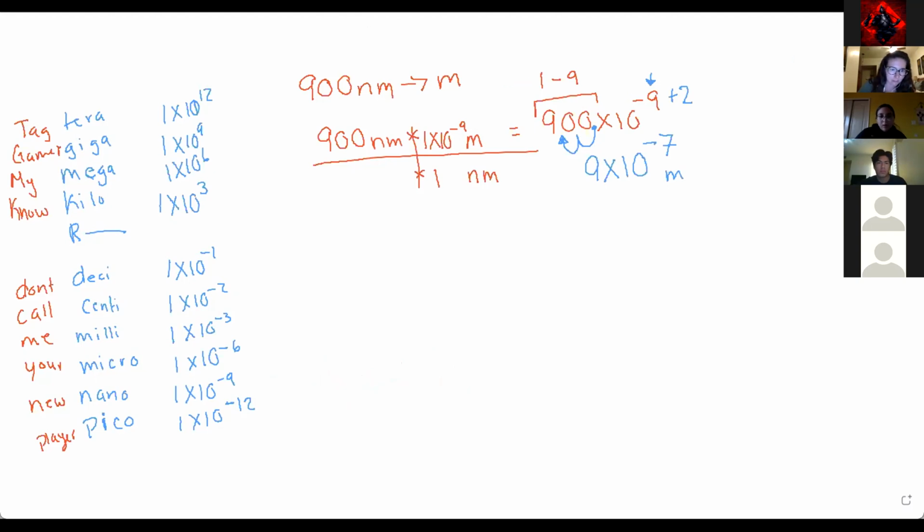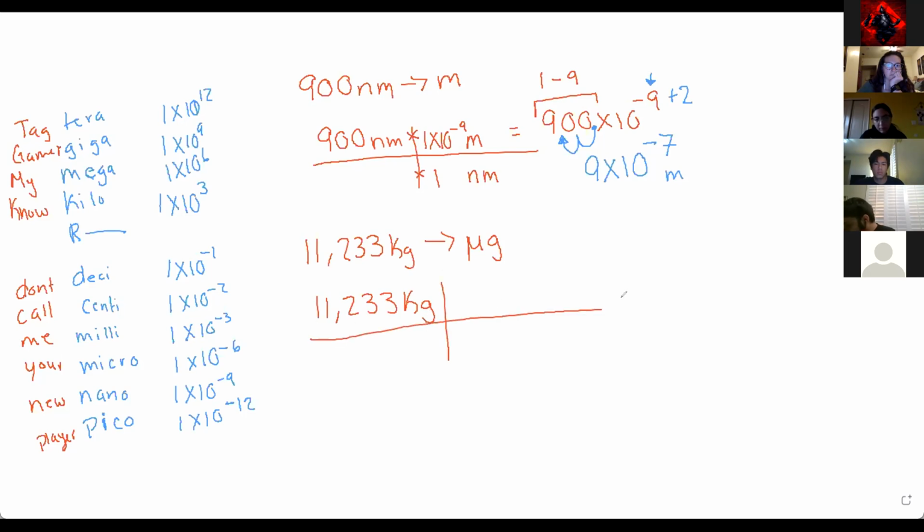We're going to do some more practice problems. So let's say we continue with, let's do this. 11,233 kilograms to micrograms. Okay, so we know we're going to start with 11,233 kilograms. So what do I have diagonal to those kilograms? Kilogram? 1 kilogram? Yes, exactly. 1 kilogram, right? And then 1 kilogram equals what? That goes up here.